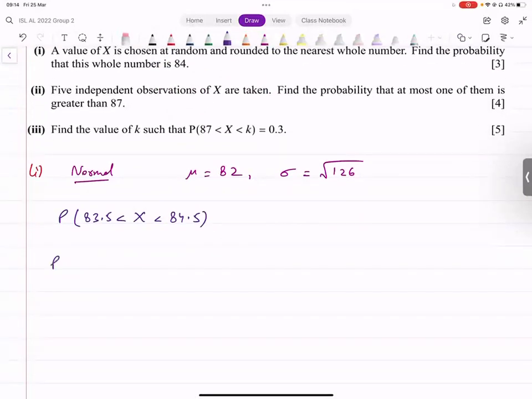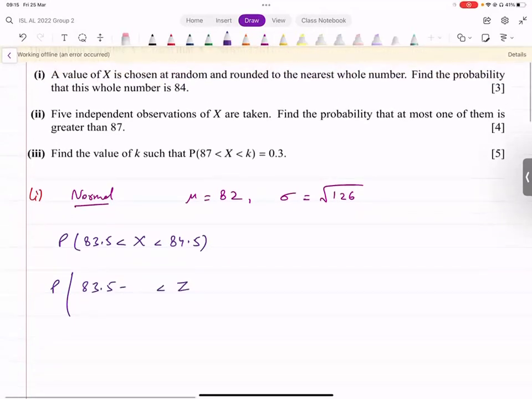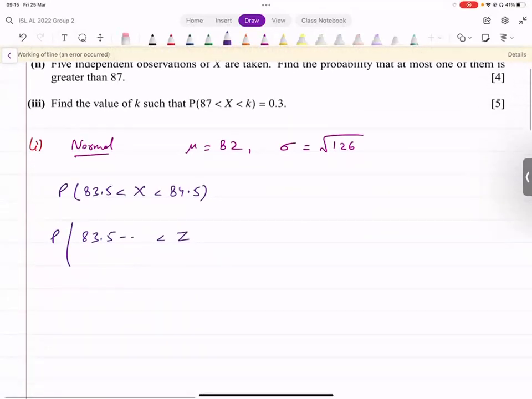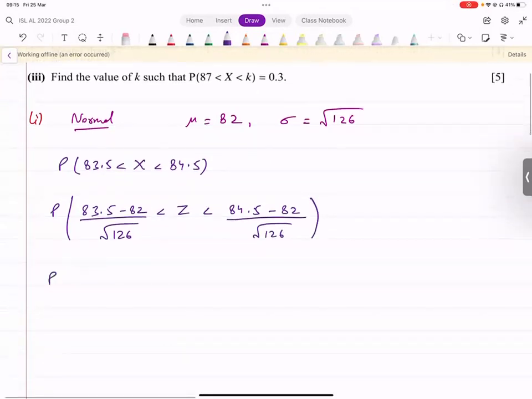तो z में convert कर दें. Probability find करनी है ना आपको. We can say z is between 83.5 minus 82. 82 is the mean, right? Divided by square root of 126, and 83.5 minus 84.5 minus 82 divided by square root of 126. So can somebody tell me ये numbers क्या आते हैं?